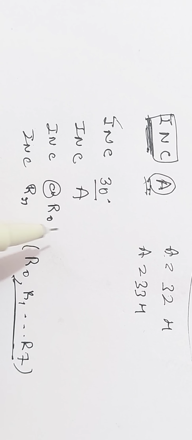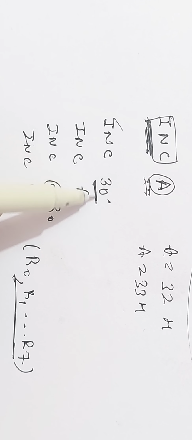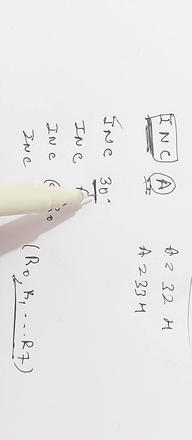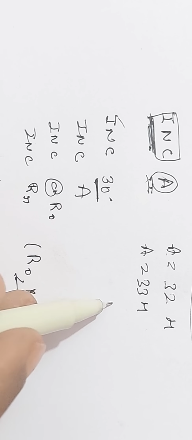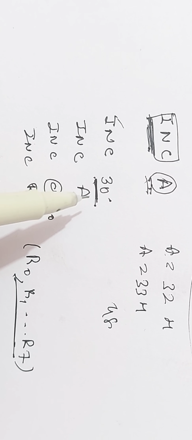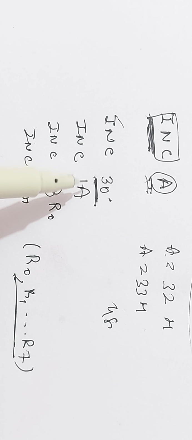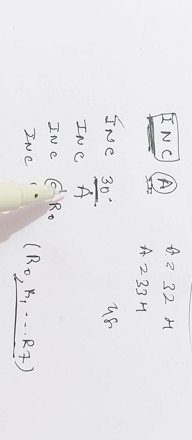Increment RR. So this is the addressing mode. This is indirect addressing mode. This is register addressing mode. This is direct addressing mode, because 30 is the address of a RAM location. The 48th RAM location address is 30. Whatever content is present in 30 is incremented by 1. Whatever content is present in the register A is incremented by 1.